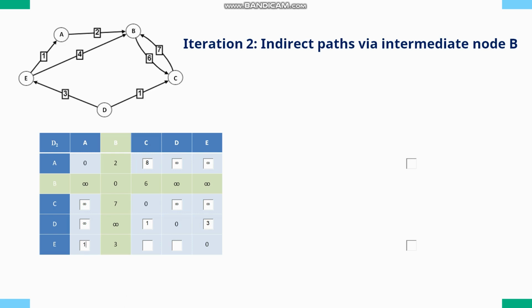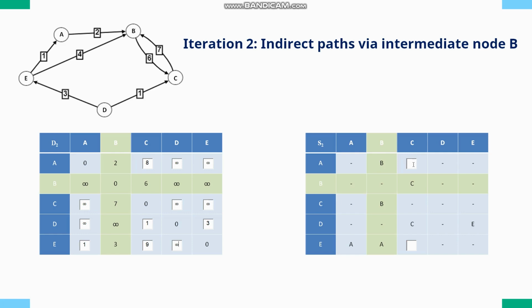We will see that there is one more change in this case where there is e comma c, which is smaller. Earlier e comma c had value infinity. Now e comma b is 3 plus b comma c is 6. 3 plus 6 is 9, which is a smaller value. So we have a new entry there. Then we have infinity again, which is no change.